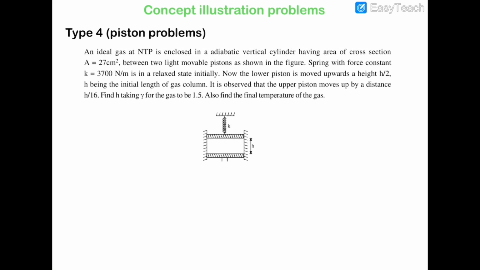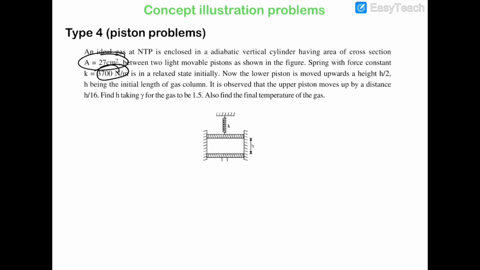In this question, there is an ideal gas between two pistons at NTP, normal temperature and pressure. The walls of the cylinder are adiabatic, and this piston is connected with a spring. Both the pistons are light, which is, they are massless, and the area of cross section of the cylinder is 27 centimeter square. Initially the spring was relaxed and both the pistons were in equilibrium. The value of K for the spring is 3700 Newton per meter.